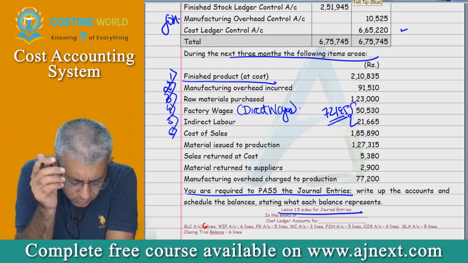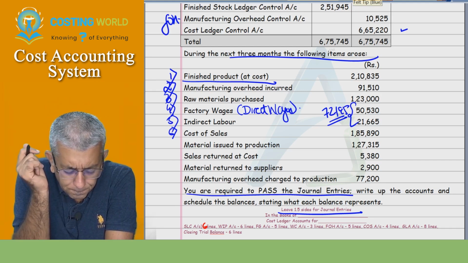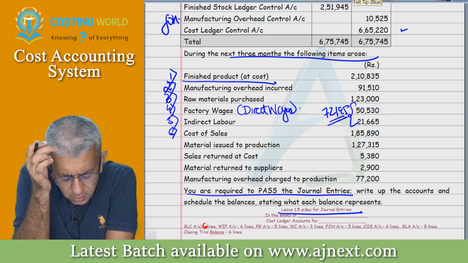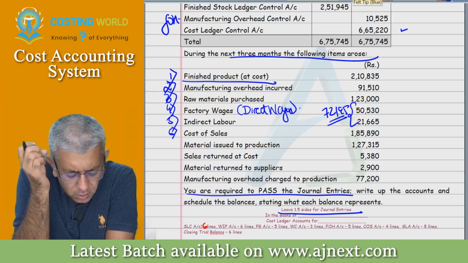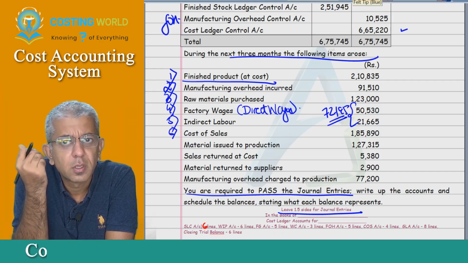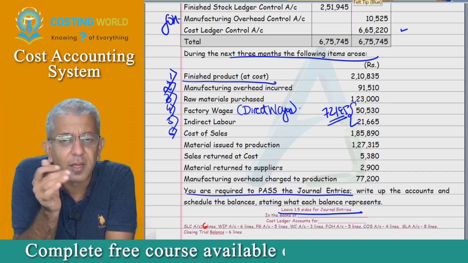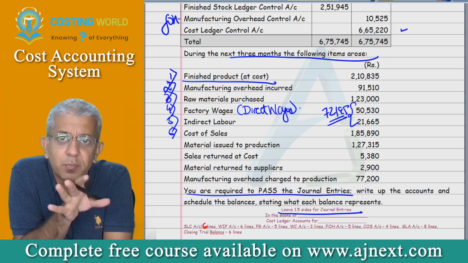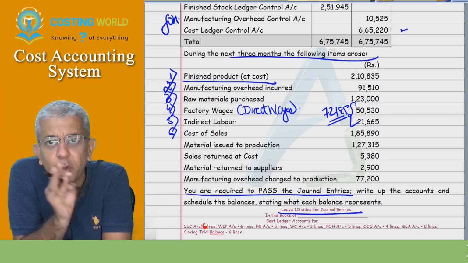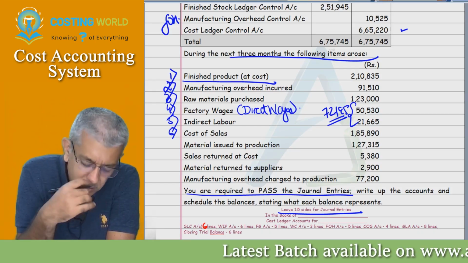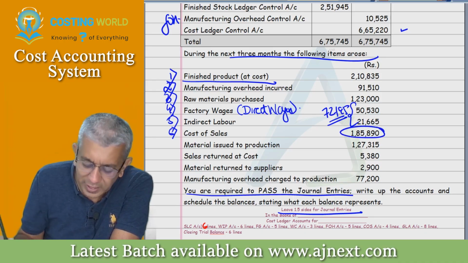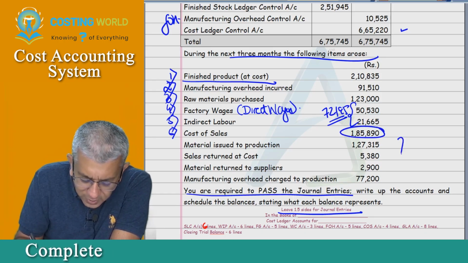Now you all tell me. Try to be passing the entries the way that I am saying. Don't try to be merging them. To the extent possible, I am merging only and I have given them to you. Don't merge further, please. Okay, sir. Listen. Cost of sales is 185,890. You all just do one thing. Only 4 items are left, beta.